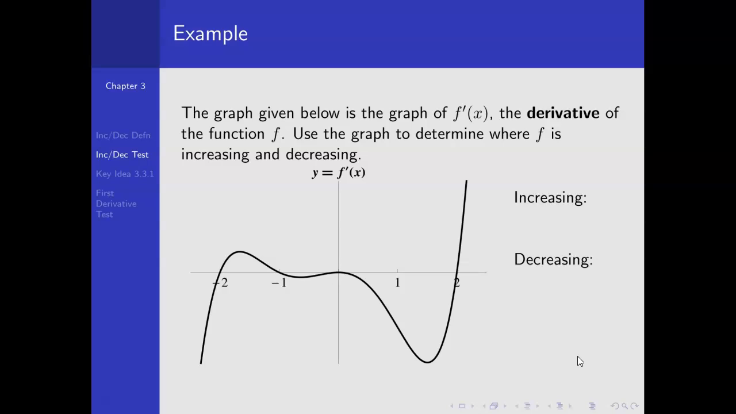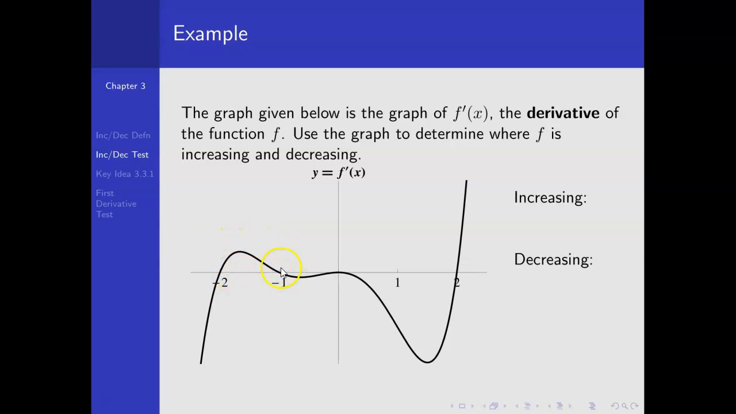Okay, next example. This time we have the graph of the derivative of the function. And we're going to use the graph to determine where f is increasing and decreasing. So remember, this is the graph of the derivative. We're figuring this out for f. Well, according to the increasing-decreasing test, when the derivative is positive, which in this case means above the x-axis, then the function is increasing. And when the derivative is negative, meaning below the x-axis, when we're looking at the graph, then the function is decreasing.